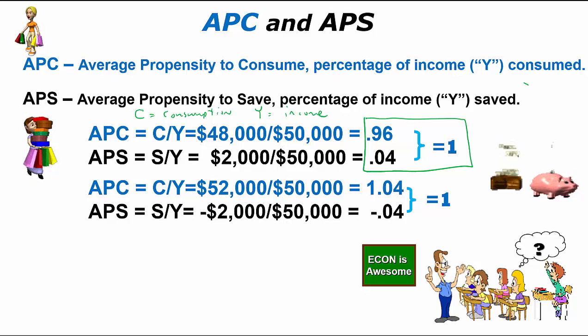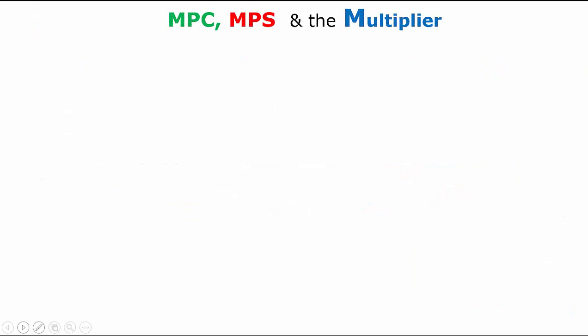All right? Now we leave it as a ratio though. We don't call it a percent. It's not necessarily 96%. It's just 0.96. All right? So that's APC and APS. Now, I told you about those, but they're not really that important. This is more important. Okay?